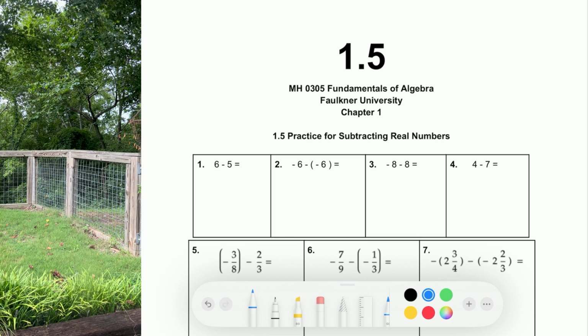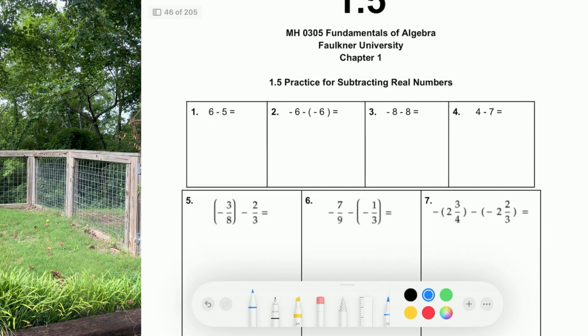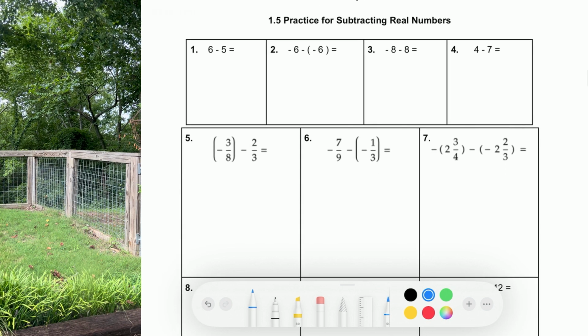We're going to look at some practice problems for subtracting real numbers. So let's get started with number 1. 6 minus 5 is a typical subtraction problem. We know that that is going to be 1.